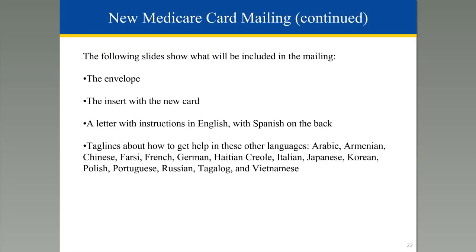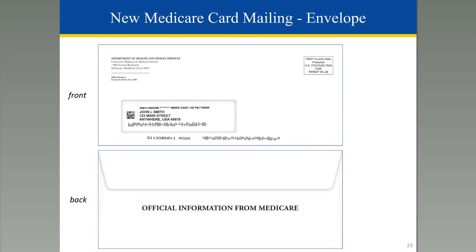Providers and partners and assisters have also been asking about what the mailing looks like so that they can help beneficiaries recognize the envelope and the card when it comes in the mail. Next slide, please. All right, here is our envelope. I believe we just added or will be adding the official information from Medicare piece on the back. Hopefully that will encourage them to open the mail. Next slide.